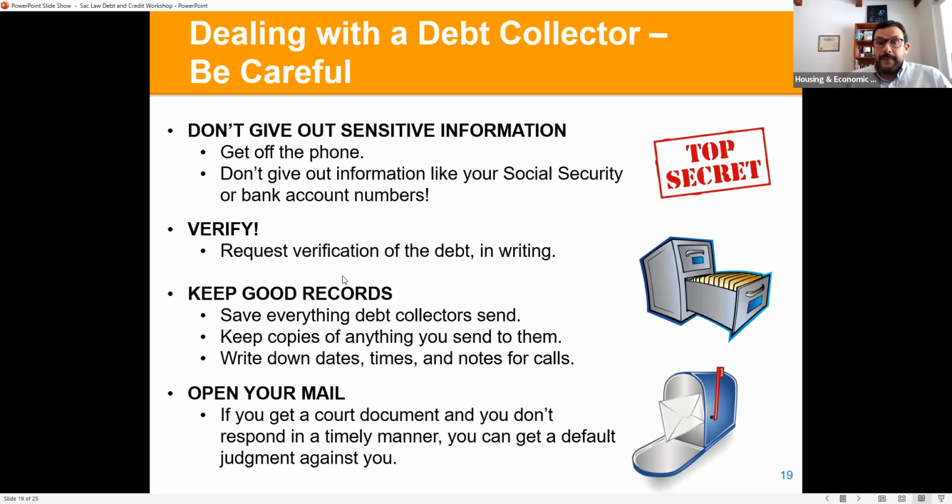Keep records of things that they send you. Write down the dates, times, and notes of the phone calls. But definitely do not ignore your mail. As I mentioned before, there's a 30-day deadline to respond to a lawsuit, to a summons and complaint. So if you get a court document and you don't respond, you can get that default judgment against you, and that's when you're at risk of collection. So open your mail. If you get a summons and complaint, that's a big red flag. Contact HERA. We can look at it and try to help you respond or advise you of your options.